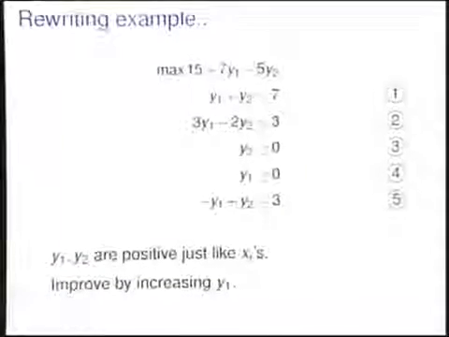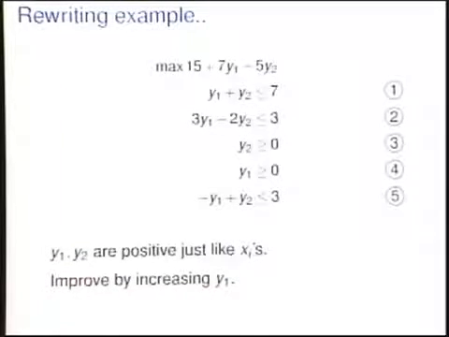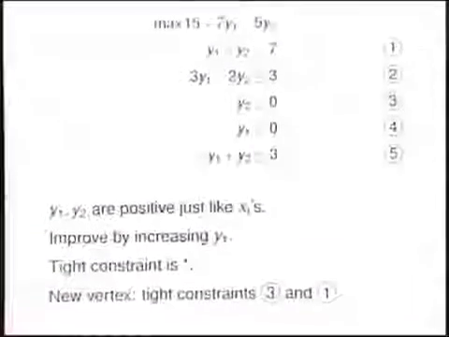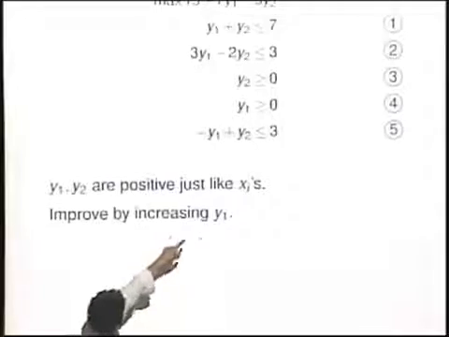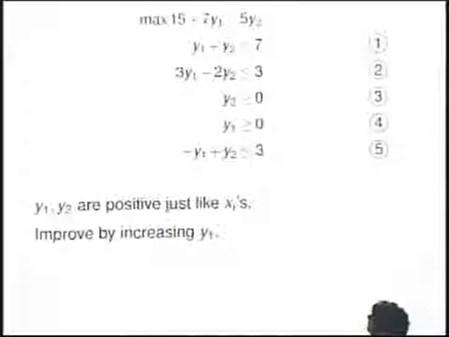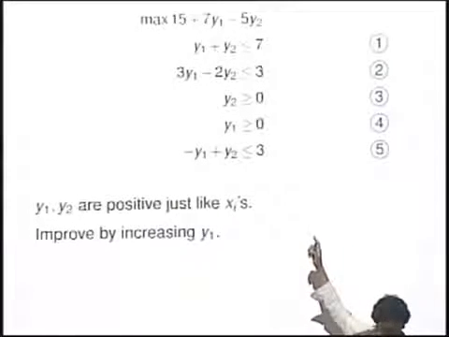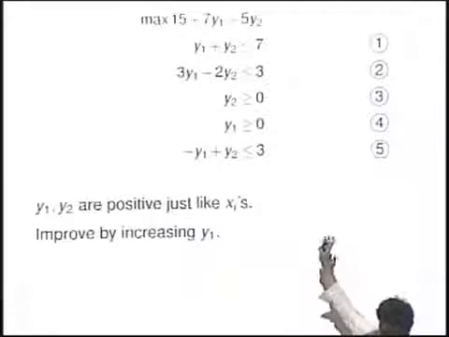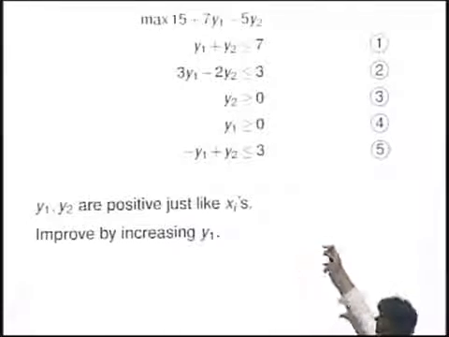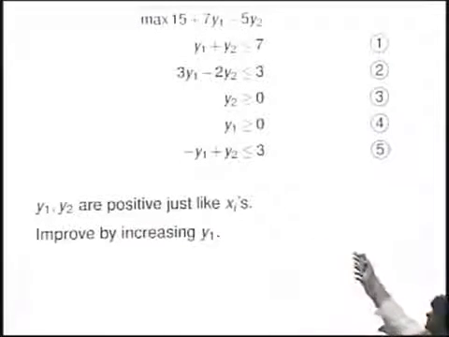We improve by increasing y1. Now we're in the same boat as at the beginning, when we assumed the vertex was at the origin. So let's do this improvement by y1. Which one is going to be the tight constraint? We're going to increase y1. Why do we want to increase y1? Because the multiplier of y2 was negative, and we're trying to maximize. So how much can we increase y1?